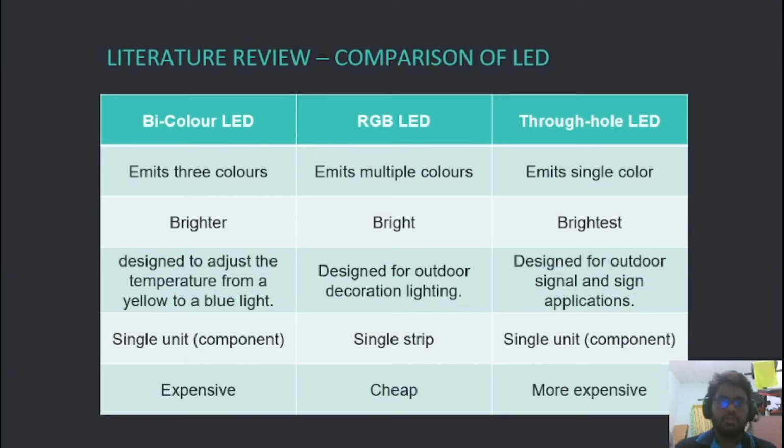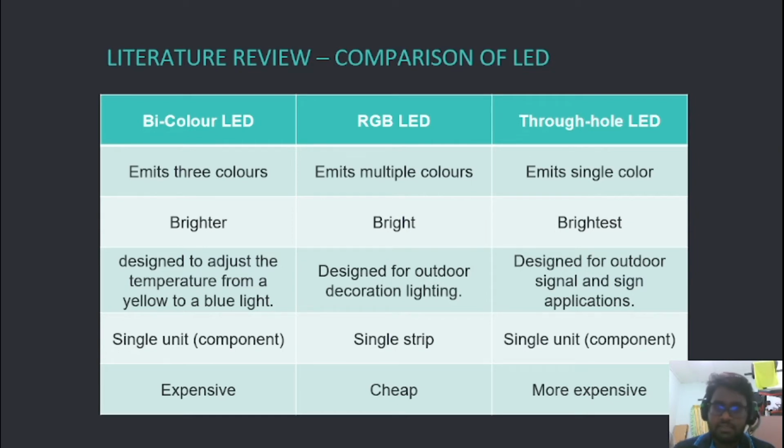So next one is about the comparison of LED. For the LED part, we chose 3 types of LED for this project. We thought that these 3 types of LED are suitable for our project. The first one is bicolor LED, the second one is RGB LED, and the third one is through hole LED.